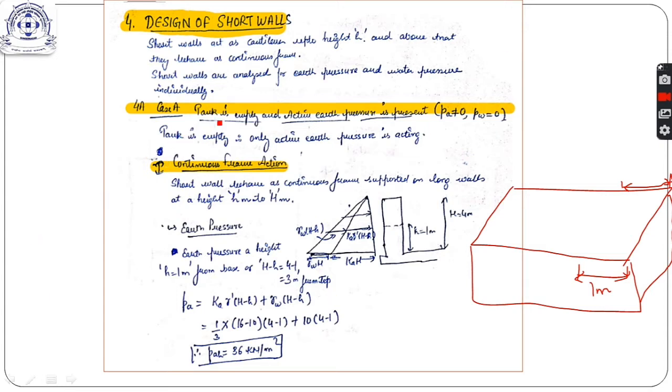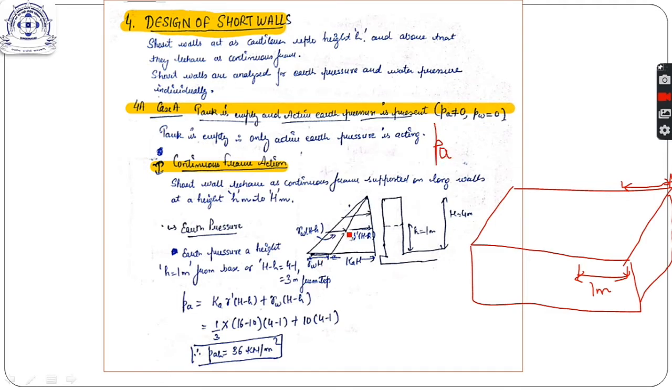That is, first is when the tank is empty and only active earth pressure is acting on the wall, and the second case is when only water pressure is acting. So let us look at how it is done. First we are considering the case of only active earth pressure acting, that is PA.